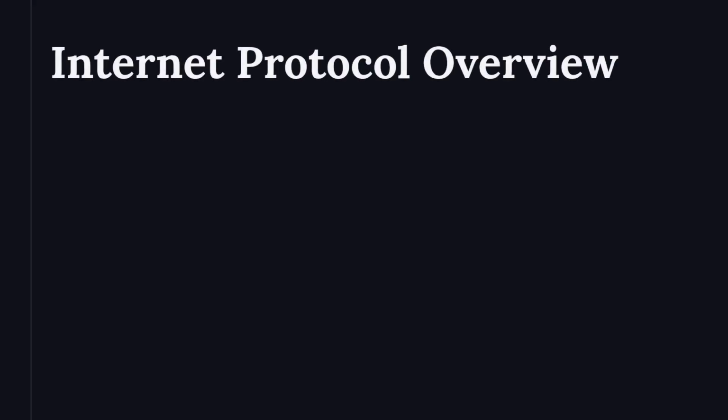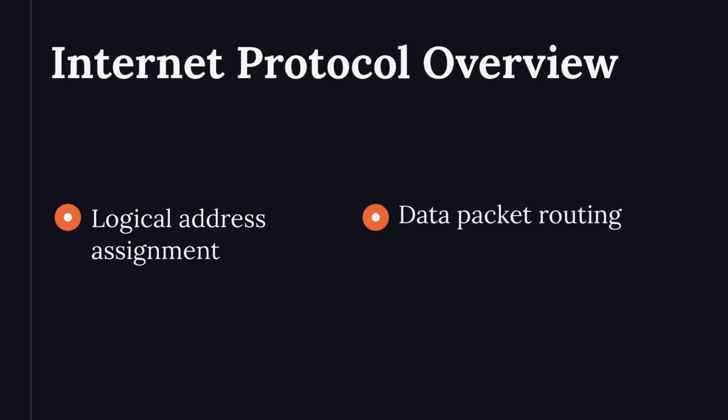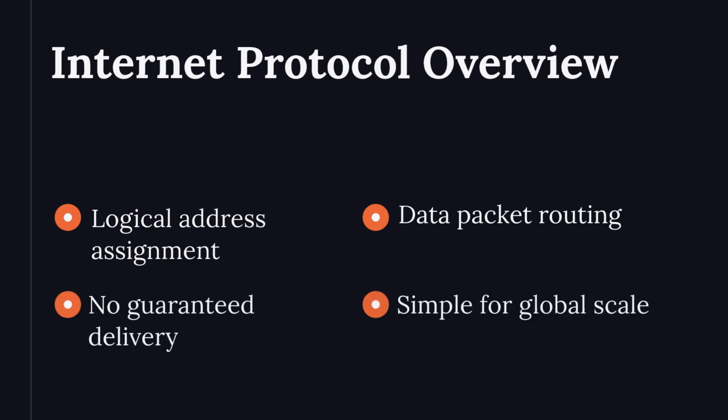The Internet Protocol operates at the networking layer. It assigns logical addresses and routes data packets. IP doesn't guarantee delivery, but ensures correct routing. It uses routing mechanisms to forward packets. IP's simplicity aids global scalability.